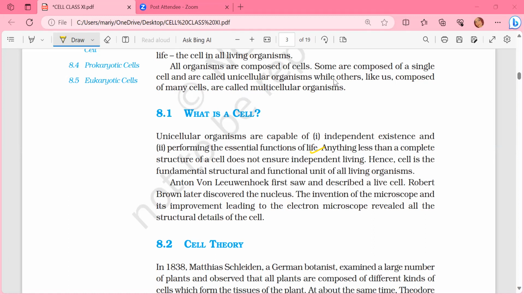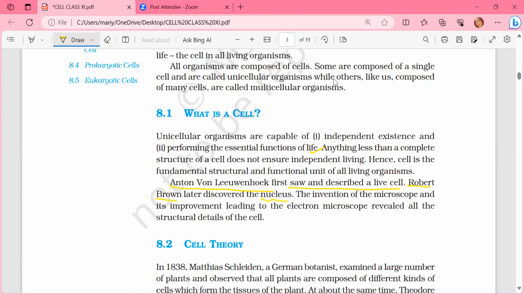Okay. Now, who discovered a living cell? Anton von Leeuwenhoek was the first person who saw and discovered a live cell, and Robert Brown later on discovered the nucleus. So Robert Brown is known for his discovery of the nucleus.